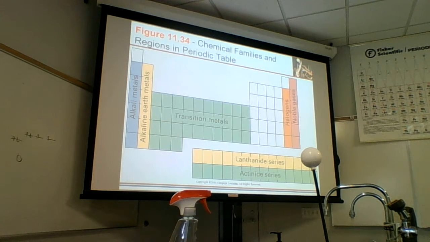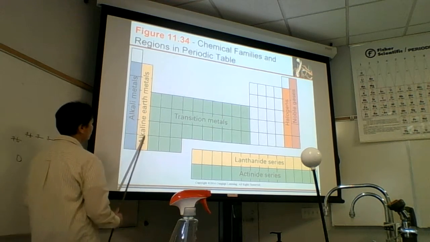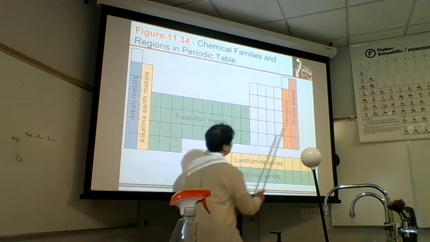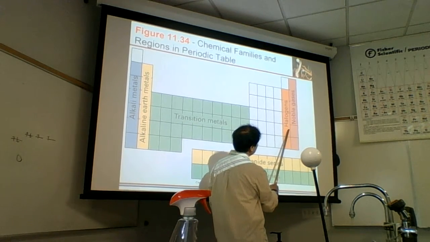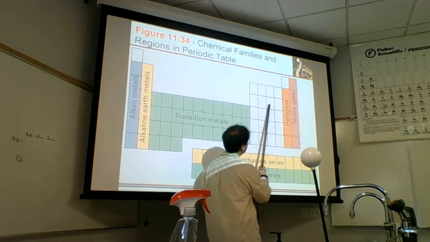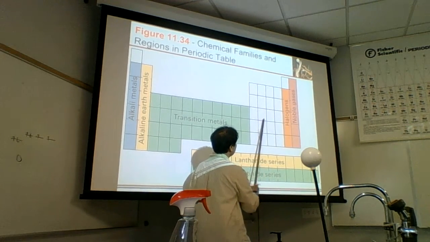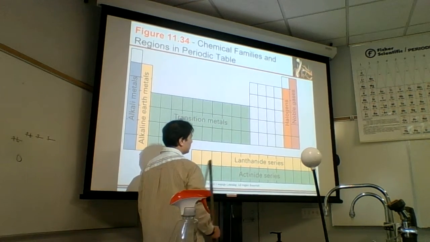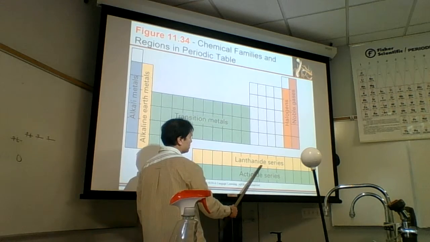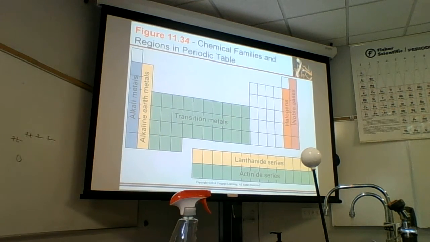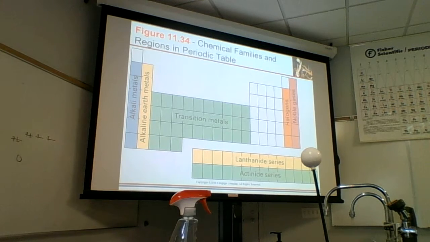Here we have the different families: the alkali metals, the alkaline earths, group 1, group 2, the transition metals, the noble gases, the halogens, the oxygen family we call the chalcogens, the nitrogen family we call the pnictogens, the carbon family is called the carbon family, the boron family. The lanthanides are also called the rare earth elements. Rare earth elements are really important.